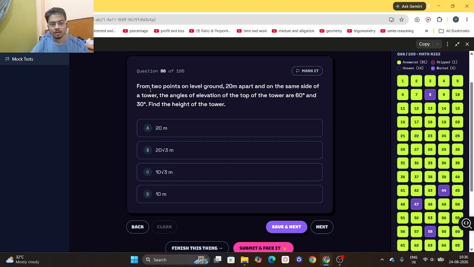Next, from 2 points on level ground 20 meters apart on the same side of the tower, the angle of elevation of the top of the tower are 60 degree and 30 degree. Find the height of the tower. Points A, B, C, D, with 60 degree, 30 degree, and 20 meters. Let this be X. So tan 60 degree again.